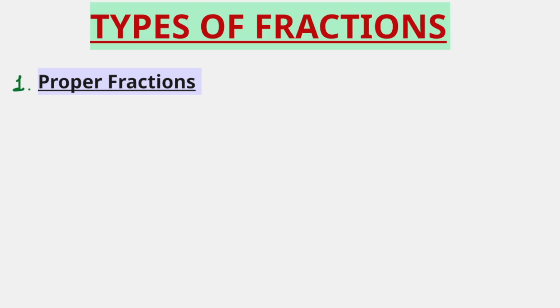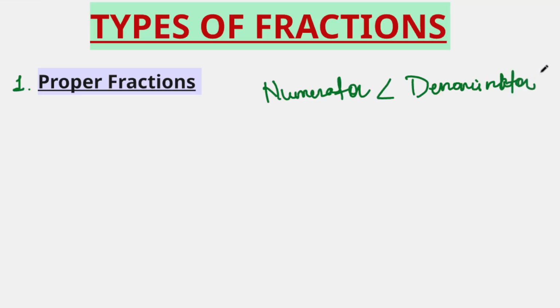Alright, so how do we know whether a fraction that we are looking at is a proper fraction or not? Whenever you see that the numerator of a fraction is smaller than the denominator, then that fraction is a proper fraction. For example, 1 upon 2. Here numerator is 1 and denominator is 2. So we can see that numerator is smaller than the denominator.